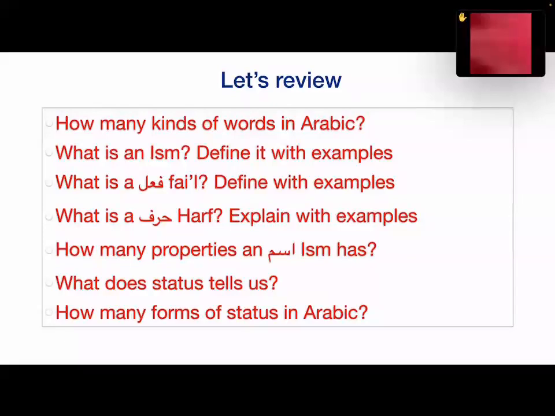Now, how many properties of ism did we learn last class? Quickly. Four. Okay, what are they? Status, number, gender, type. Okay, I want to hear someone else. So there are four properties: status, number, gender, and type. We are not going to talk about number, gender, or type yet. We are just focusing on status. Okay, and what does status tell us?